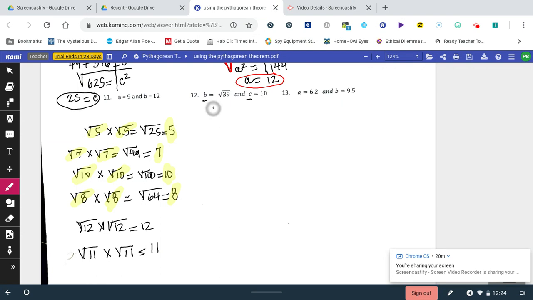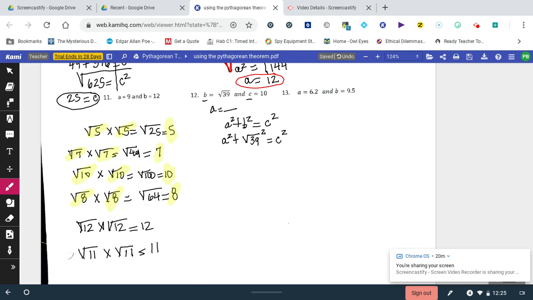But you have B and C, so that means we're missing A. So you have A squared plus B squared equals C squared. A, you don't know, so you leave it as A. B, we know, is the square root of 39. Please do not put 39 there. Put the square root of 39 squared equals C squared.